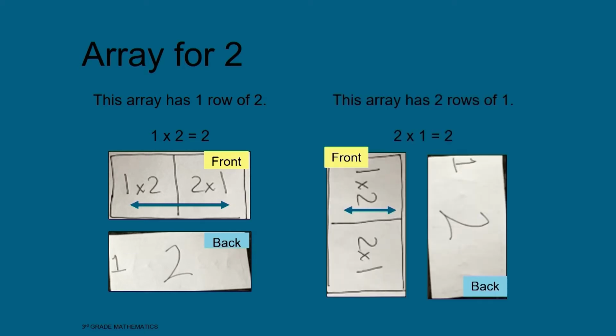You can also turn the array and look at it as 2 rows of 1, which is 2 times 1, and also equals 2. This shows us how 1 times 2 and 2 times 1 are both equal to 2. So when we multiply numbers together, we can change their order and still get the same product or answer. This is a really big idea in mathematics. Does it sound familiar to you? Can we change the order of numbers when we use the other operations like addition, subtraction, and division? That's something that you can think about.